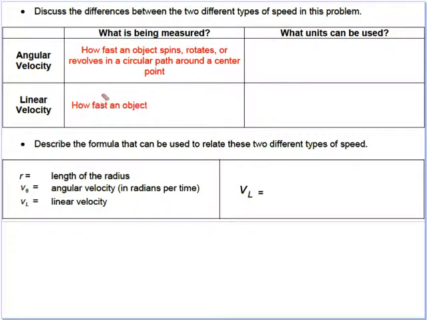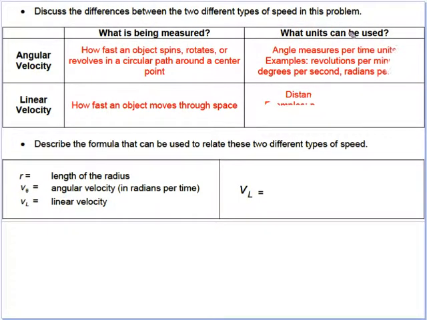Linear velocity is how fast an object moves through space. If you remember from our warm-up a couple days ago, when we were tracking how fast the Earth rotated around the sun, that would be the linear velocity, how fast it was moving through space. With angular velocity, you want to use angle measurements per unit of time. Sometimes you'll get revolutions per minute, sometimes degrees per second or radians per hour.